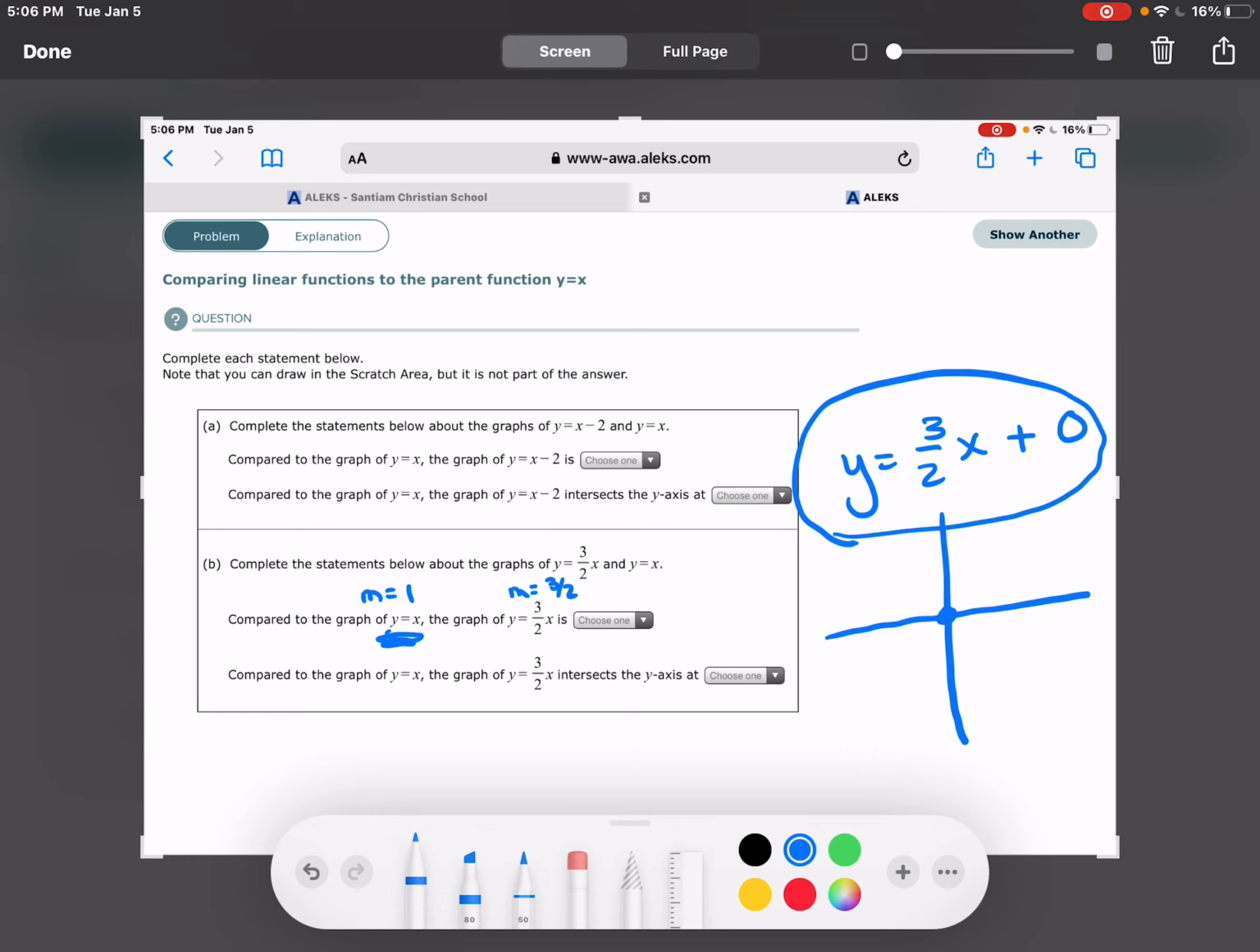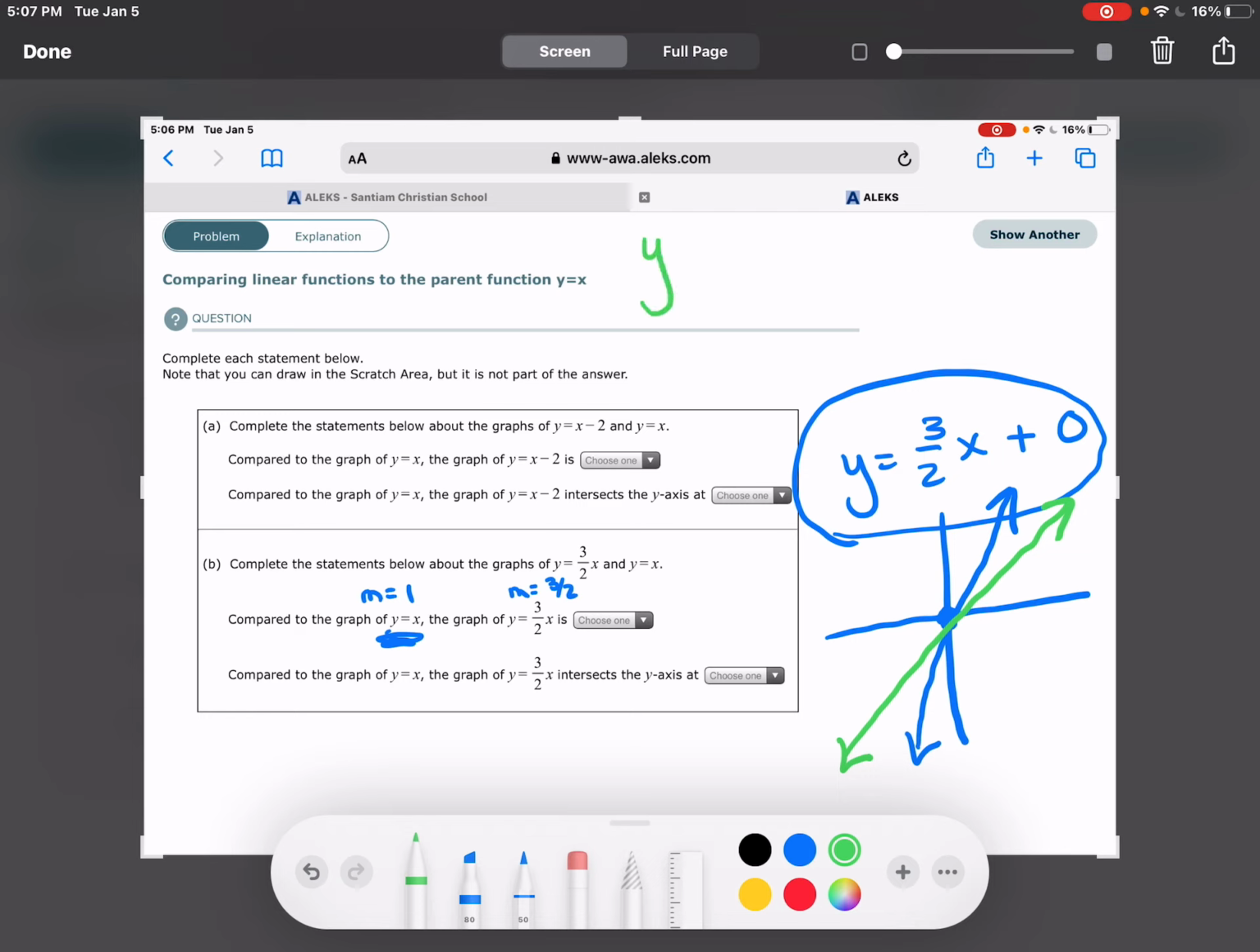So I believe we're going to say more steep or whatever the choice is there. And then in the second one, it's going to say intersects the y-axis at the same place, at the origin, at 0. So maybe this one looks something like this, since it's a little steeper than y equals x, which would look like that. So that's what you're looking at.